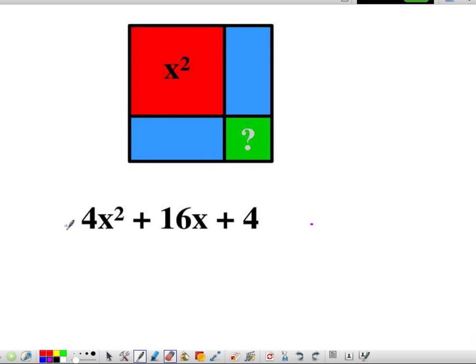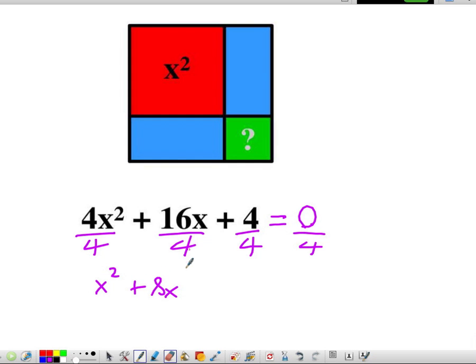Now, whenever you're given an equation like this, let's just set that equal to 0, the very first thing you want to do is make the coefficient of x squared 1. You always want to make it 1. And so in order to make this 1, we need to divide everything by 4. It's whatever number this is, that's the number you're dividing by. Alright. So when we divide that by 4, we get x squared plus 4x plus 1 is equal to 0.